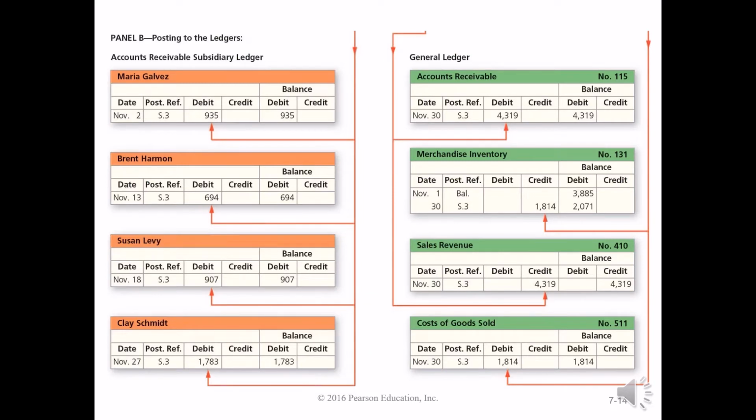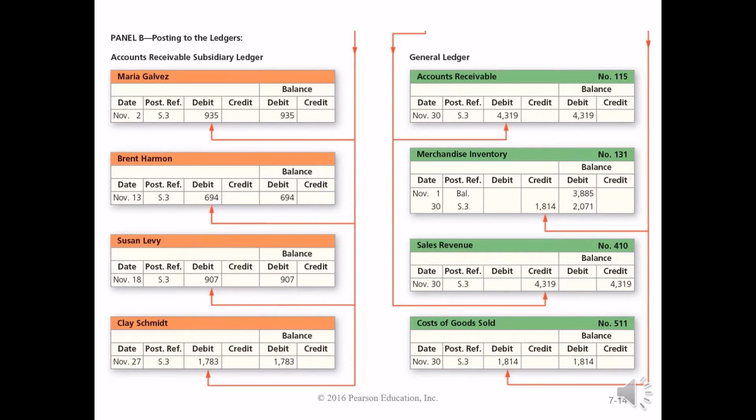Let's take a look at each one of these ledgers. On the left, you can see the accounts receivable subsidiary ledger. This is a new ledger to you. It keeps track of each one of our customers and the amounts that each customer owes to us.